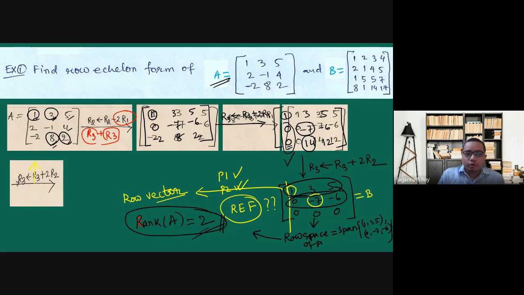Okay. For a matrix, we use rank. And for a vector space, we use dimension.